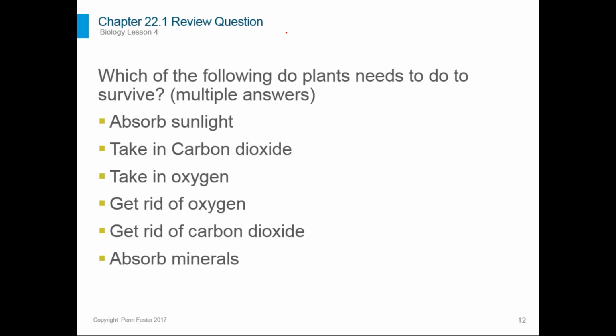Do they need to absorb sunlight, take in carbon dioxide, take in oxygen, get rid of oxygen, get rid of carbon dioxide, absorb minerals? Which of those do plants need to do?